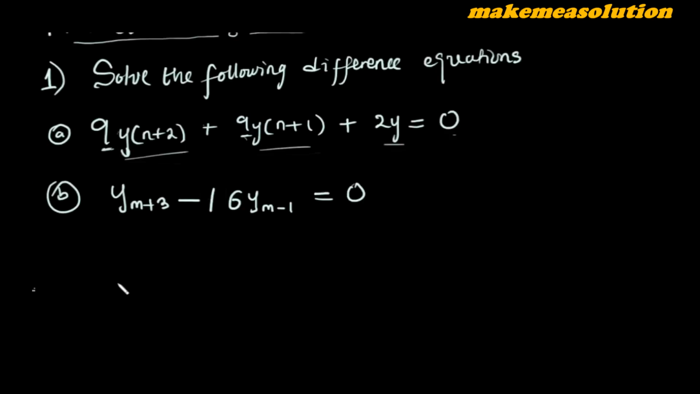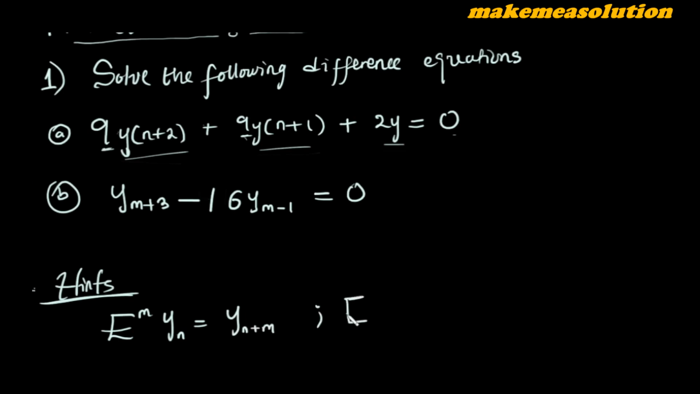So what is this shift operator? I just want to give us the hints first before we solve. The shift operator is defined thus: when you apply a shift operator E^m on a function y(n), it becomes y(n+m). In the same way, if you apply E^(-m) to y_n, it becomes y(n-m). So the shift operator shifts the value of your discrete parameter by some units that corresponds to the power of your shift operator E. Is that okay?